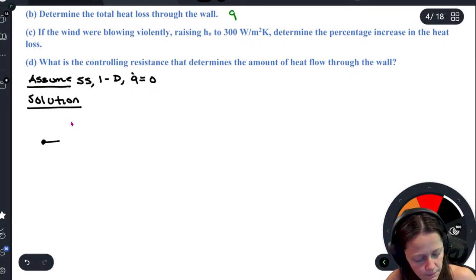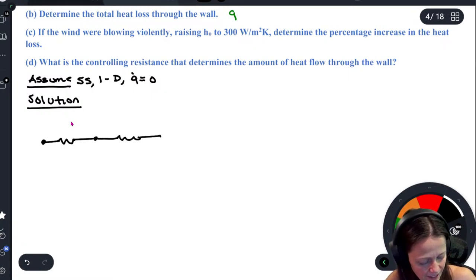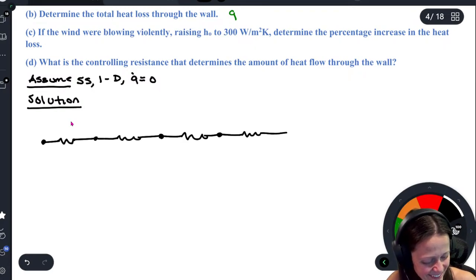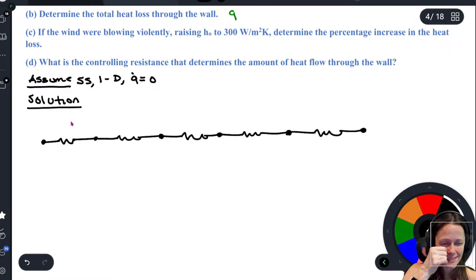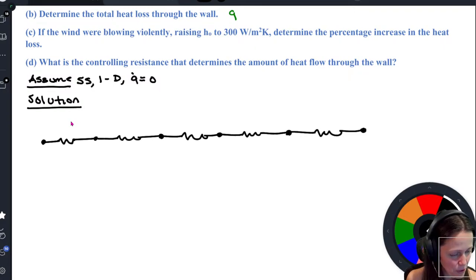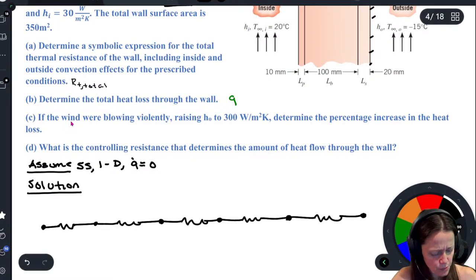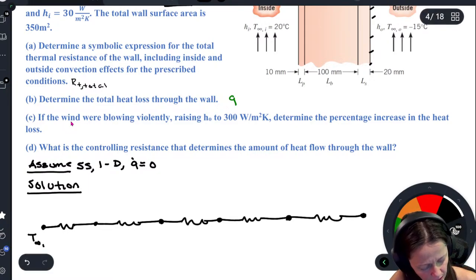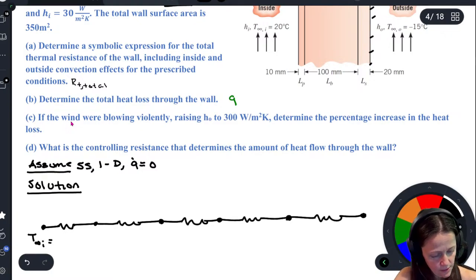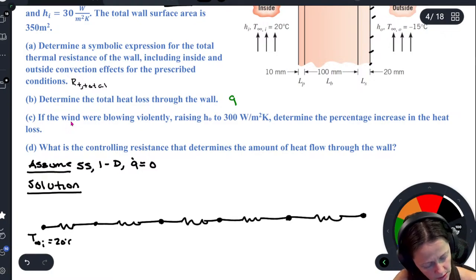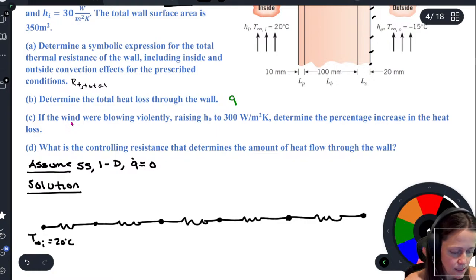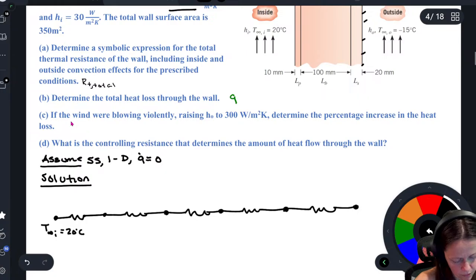So one, two, three, four, five. Sorry, my resistances got much more creative as I went on, but it's okay. All right, so this first one, T infinity I. At the inner surface, it's 20 degrees. The next one is going to be the surface temperature. I don't think I know what that is.